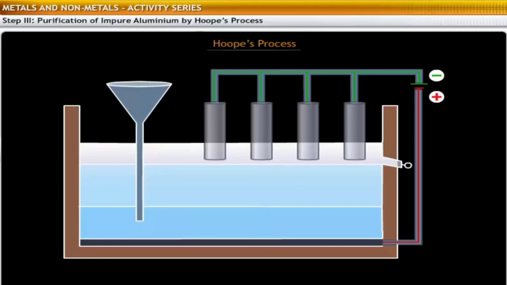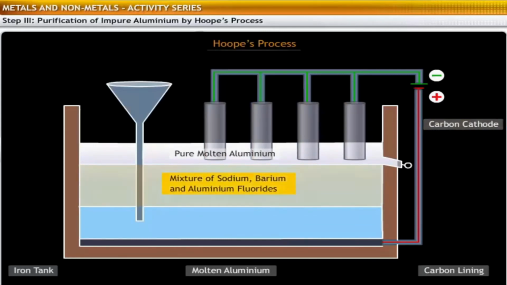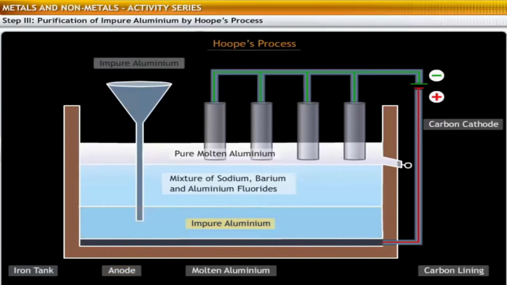Hoop's cell consists of an iron tank lined at the base with carbon, 3 layers of molten aluminium with different densities to prevent their mixing. The upper layer of the electrolyte cell consists of pure molten aluminium with a series of carbon rods that serve as the cathode. The middle layer or the electrolyte layer consists of a molten mixture of sodium, barium and aluminium fluorides. The third layer is the bottom layer. Along with the carbon lining, it acts as the anode for the electrolytic cell. The bottom layer contains impure molten aluminium obtained from Hall and Herold's process.